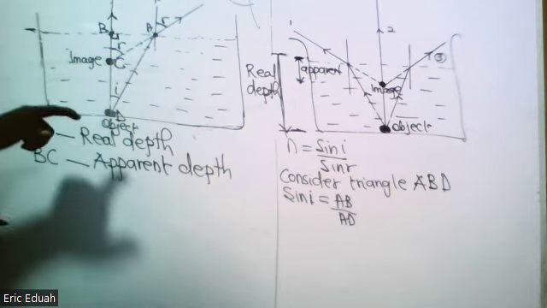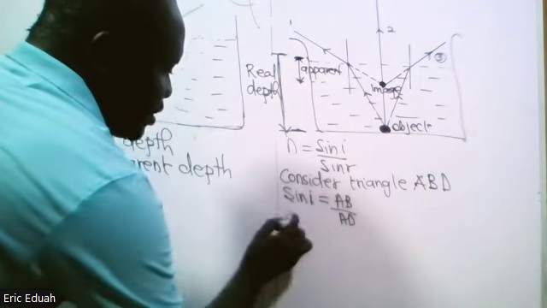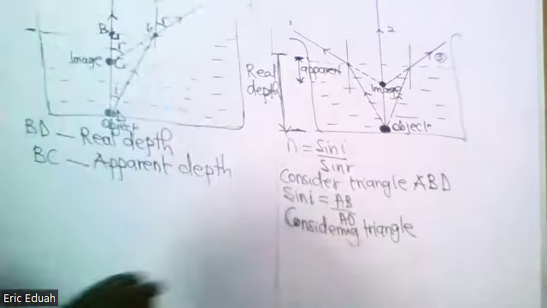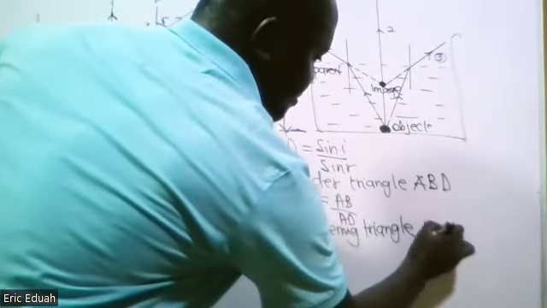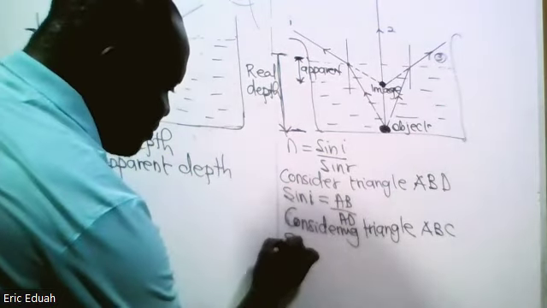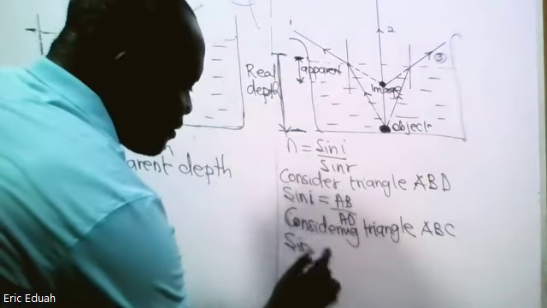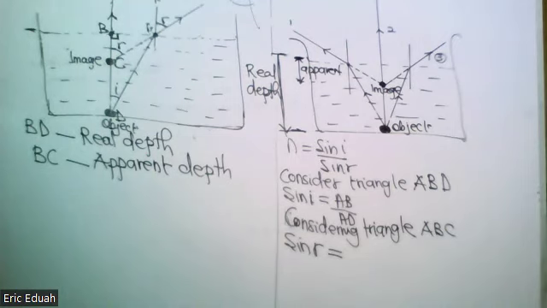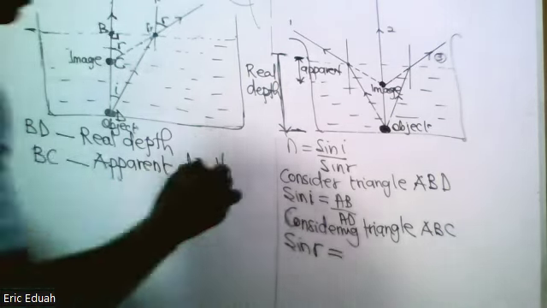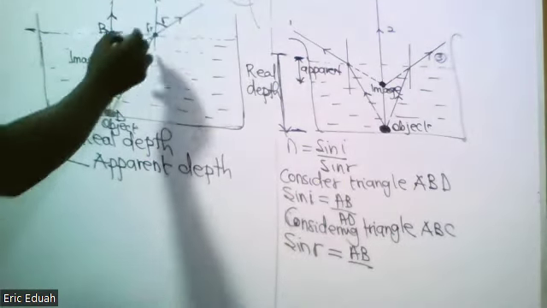And then we consider triangle ABC. Sine of R is also equal to AB over AC. This sine R is opposite AB over AC.